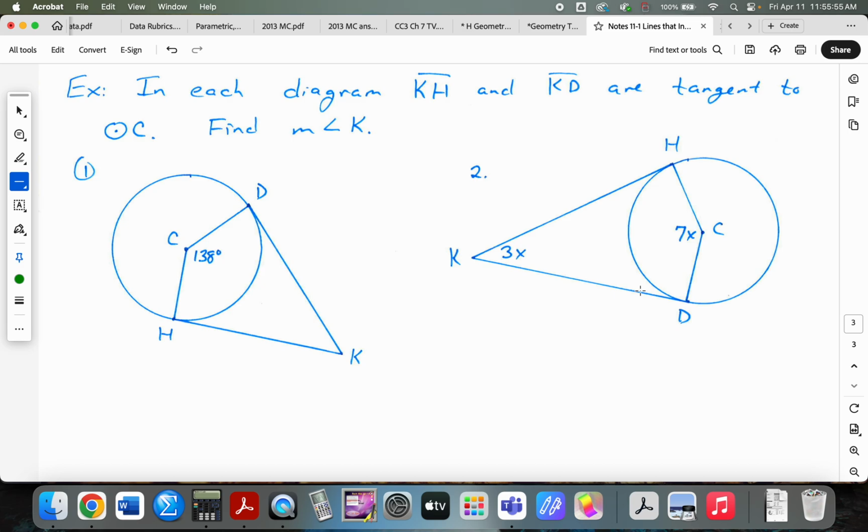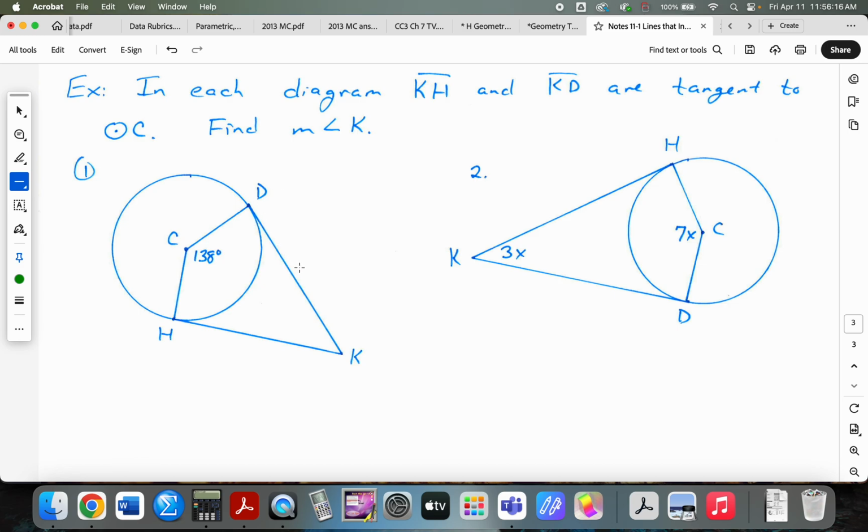In each diagram, segment KH and segment KD are tangent to circle C. They want us to find the measure of angle K. You need to know two things in order to be able to do these problems. First thing is what we just learned.